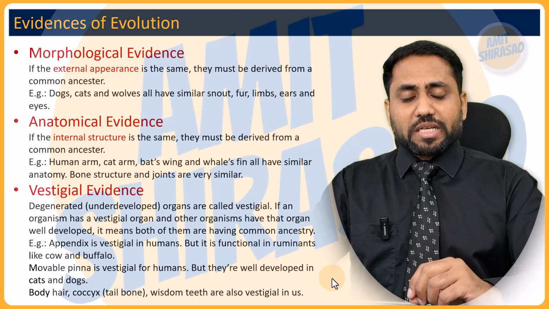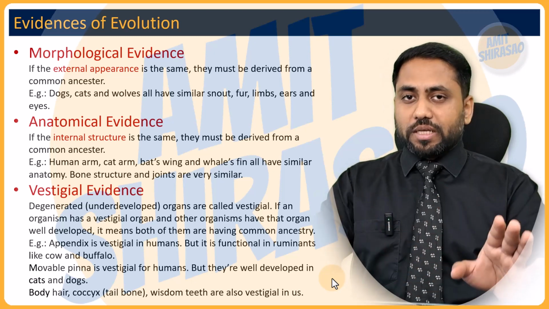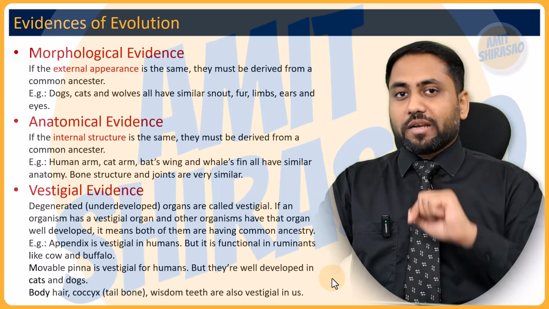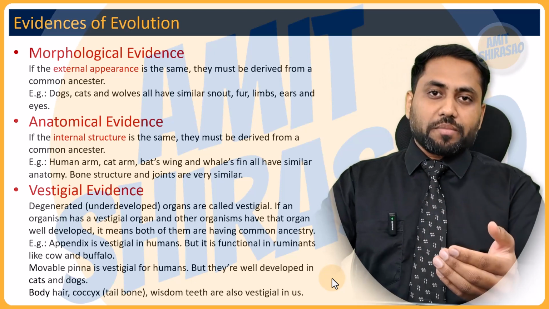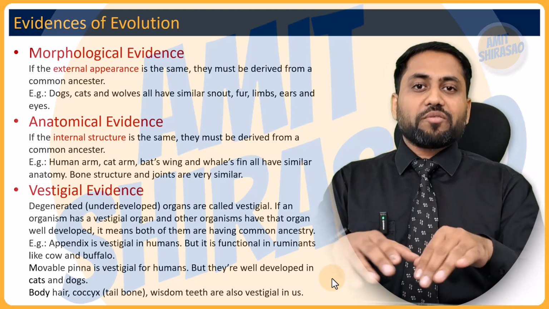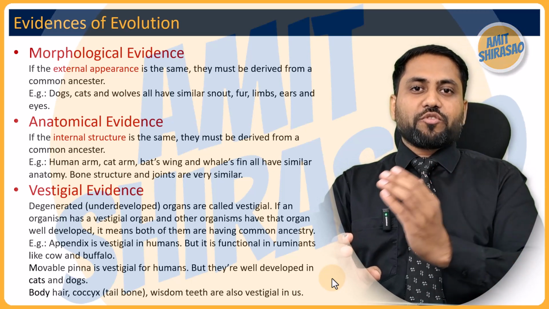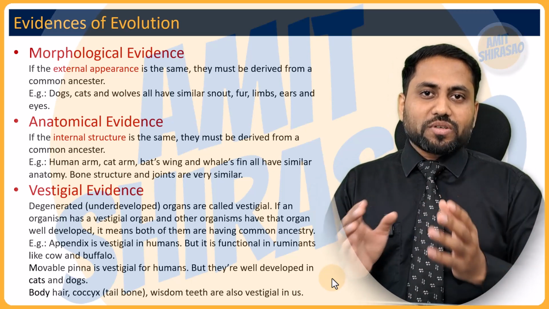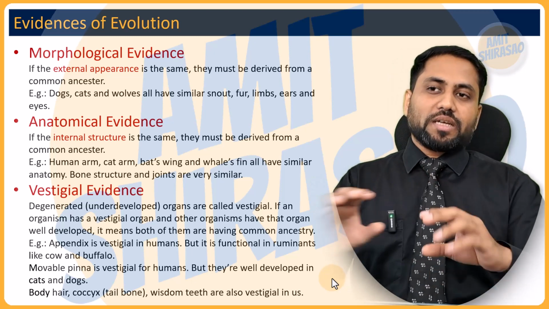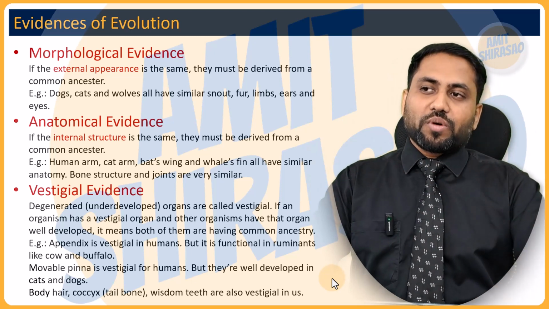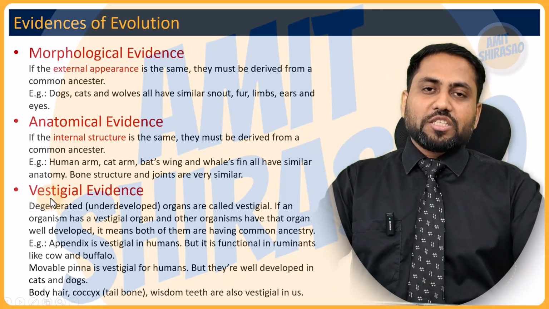Okay, monkeys have tails. Apes don't have tails, but apes still have the tailbone, and from apes we came. Humans also have a tailbone. That means humans came from apes, who came from monkeys, all of us came from common ancestry. That means the theory of evolution is again proven. So this is vestigial evidence.